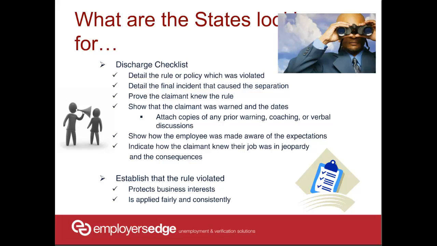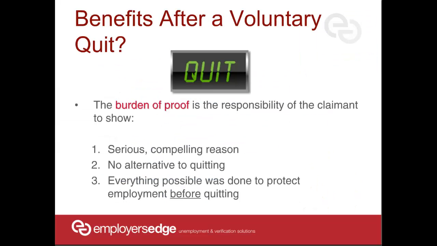Now, after a voluntary quit, the burden of proof is the responsibility of the claimant. And the claimant has to show a serious, compelling reason. I'll give you some examples of a compelling reason. They had no alternative but to quit their job, and they did everything they could to protect it before they quit.